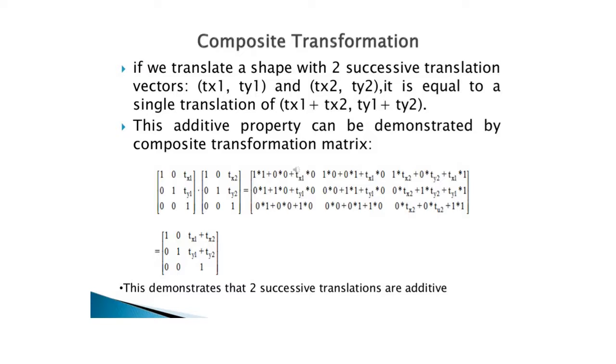The matrices of these vectors are arranged by the composite transformation matrix, and this matrix demonstrates that two successive translations are additive. After using this matrix, a single matrix is generated, and this demonstrates that the two successive translations are additive.